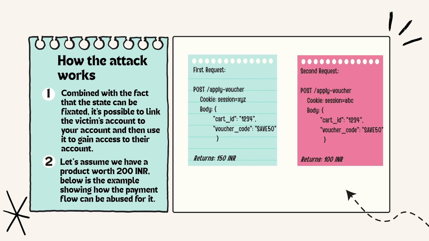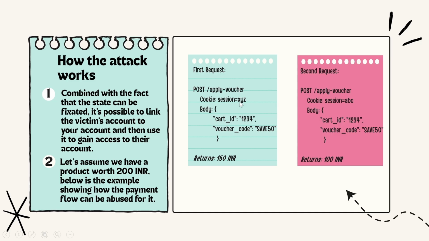So when you apply this voucher on the product, it makes your total amount 150 rupees. The price without discount was 200, and after discount it becomes 150. This is how the normal flow works, right?